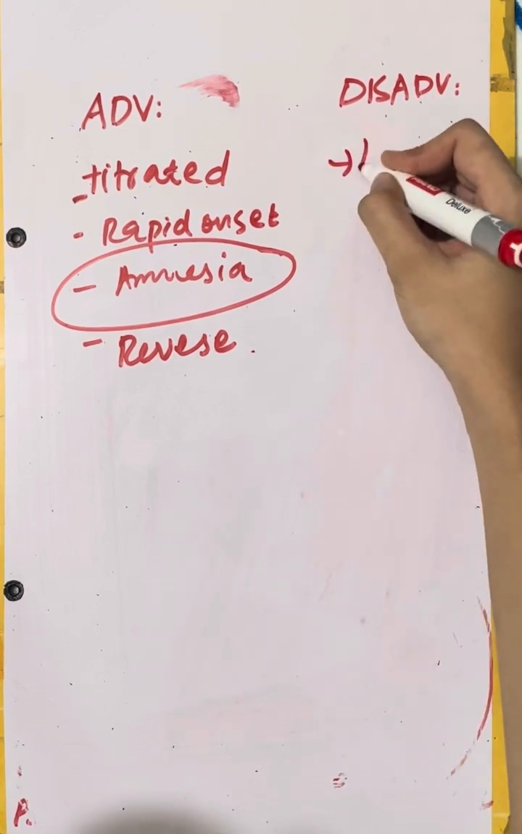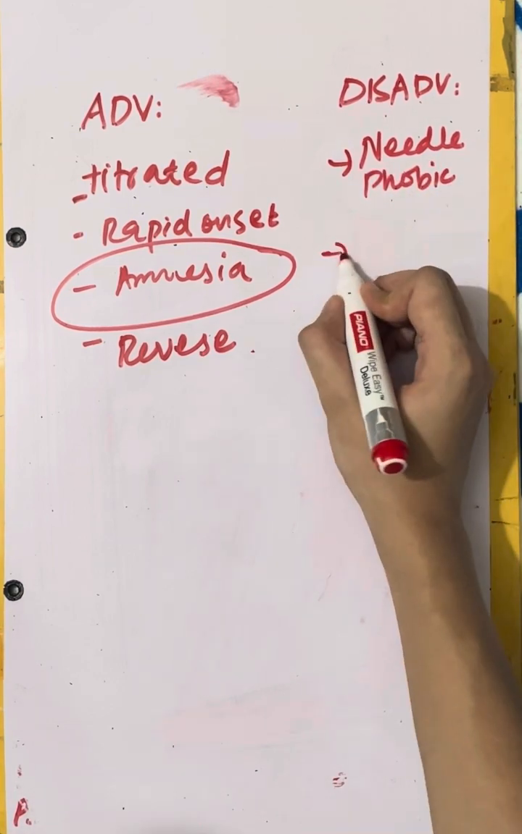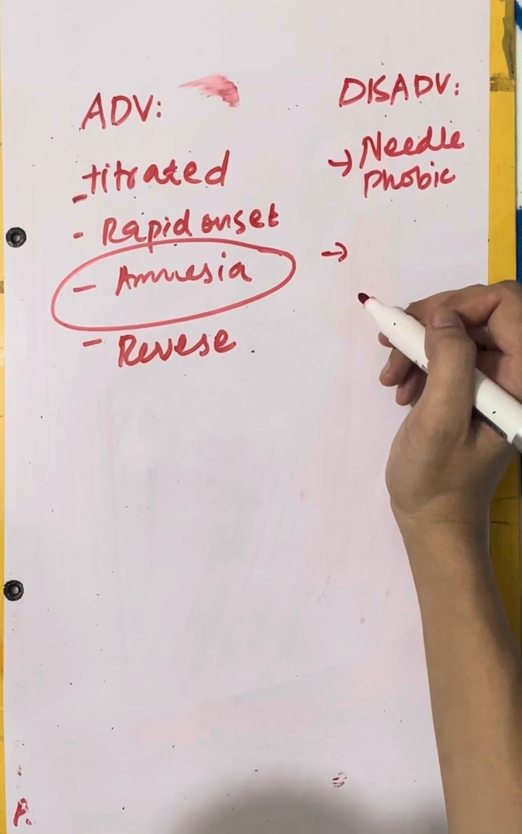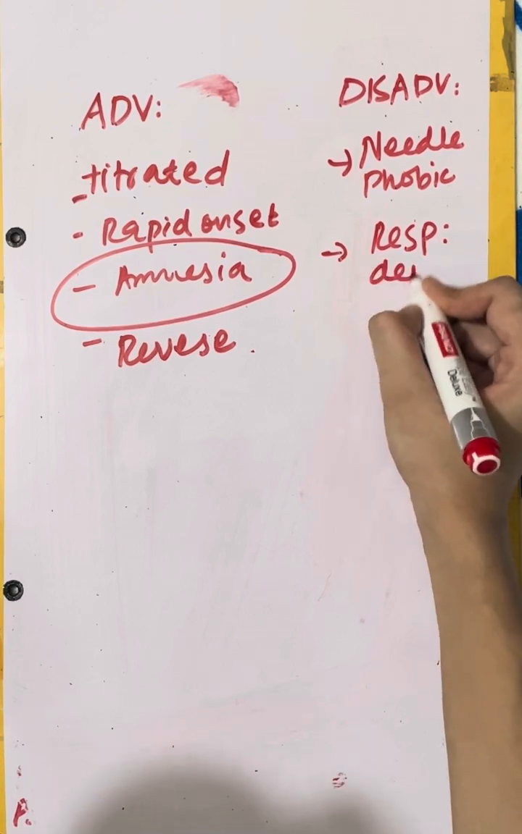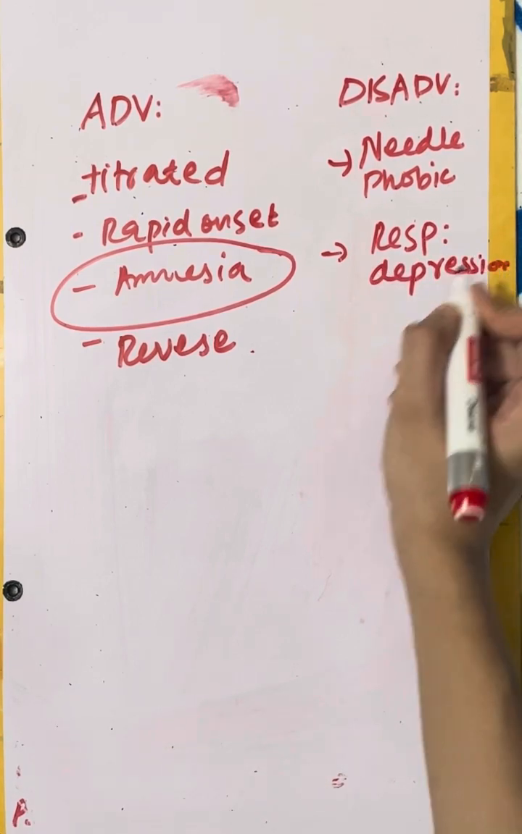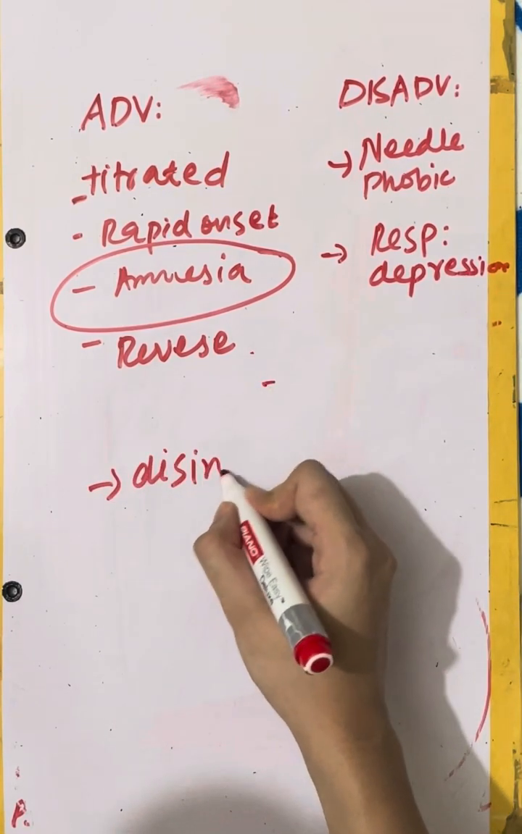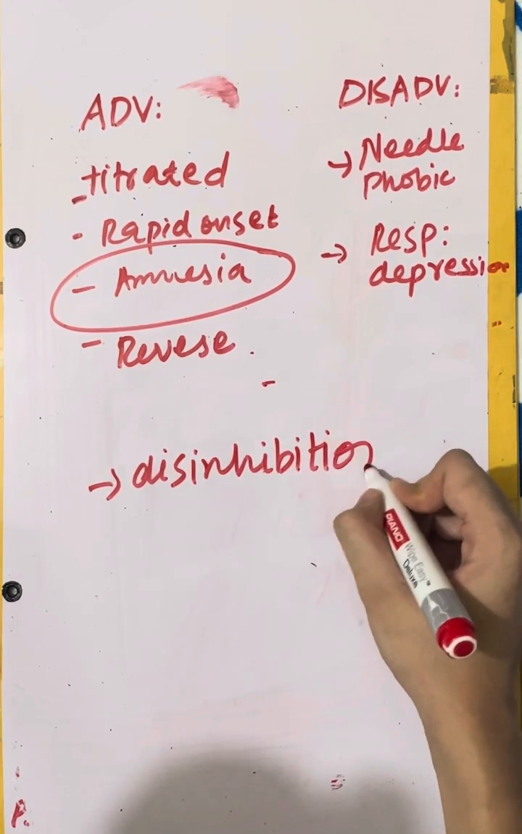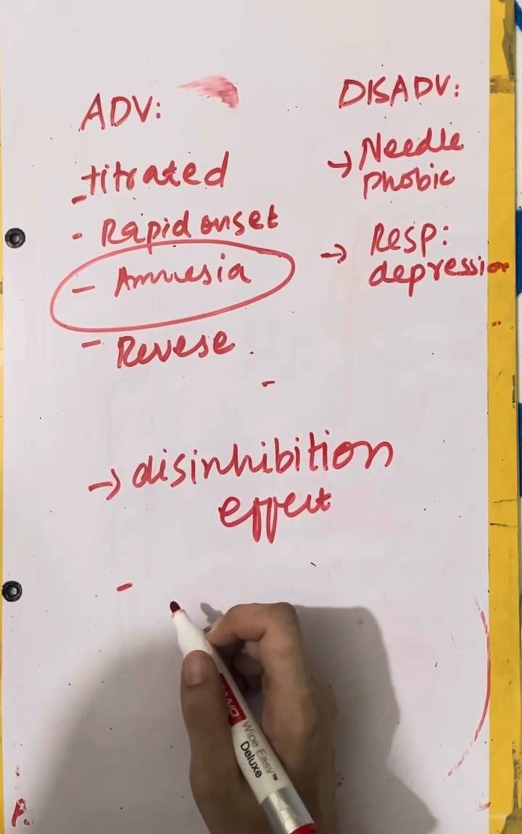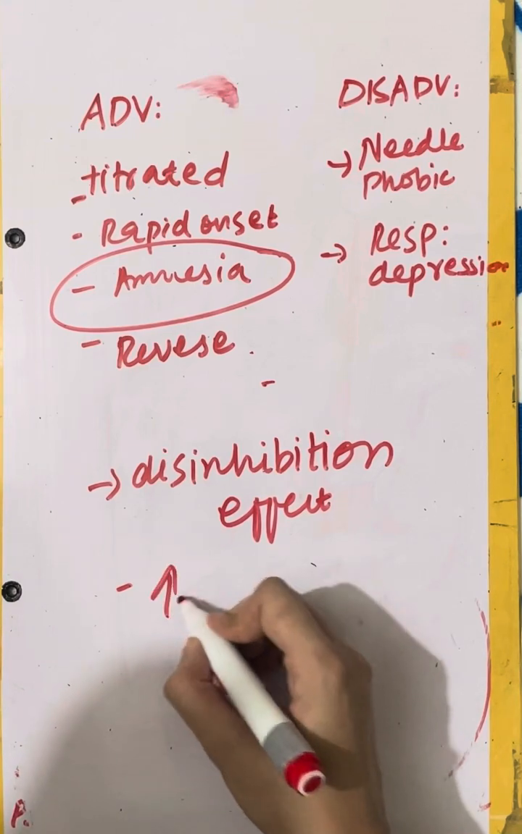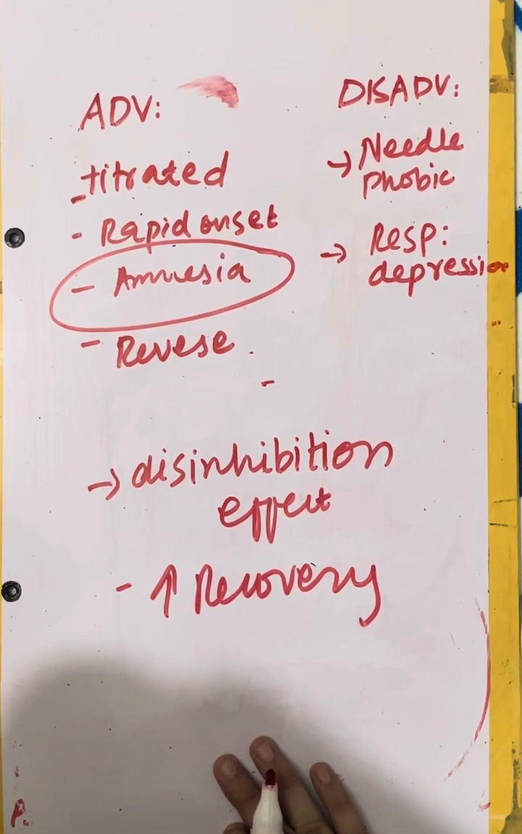The disadvantage is that it cannot be used in a needle phobic patient, because we are giving it IV. In a patient having respiratory depression, we cannot use IV midazolam. Also the disinhibition effect, and if a longer post-operative recovery is required, we will not use IV midazolam.